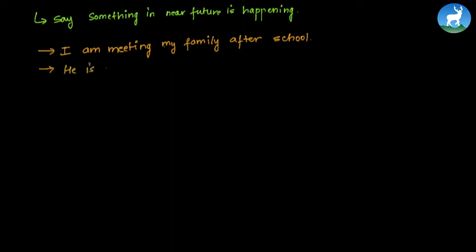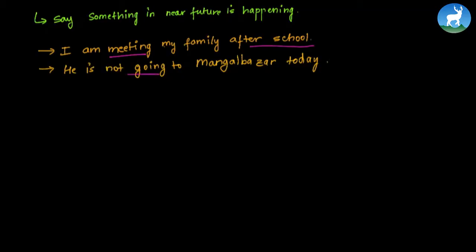He is not going to Mangal Bazaar today. So here we are talking about the near future. As I'm saying that I am meeting my family after school. After school is when school ends today. So when the school ends today, I am meeting my mother, my father, my family. He is not going to Mangal Bazaar today. Today is a near future. So in the near future, he is not going to Mangal Bazaar. We're using the present continuous tense.